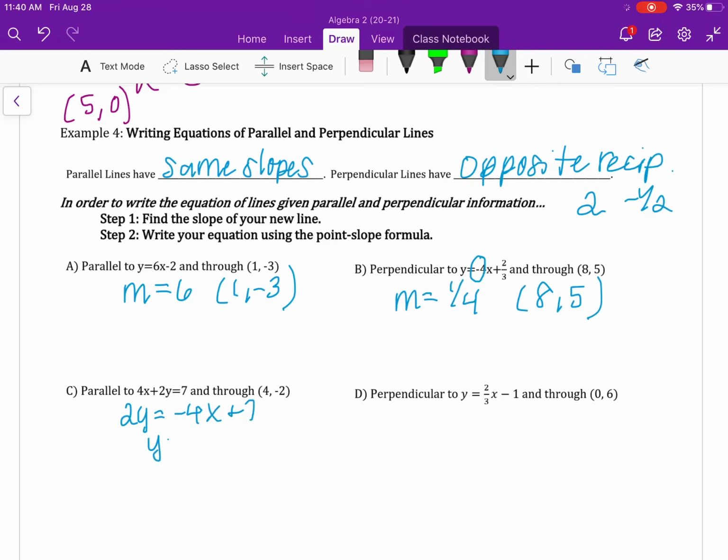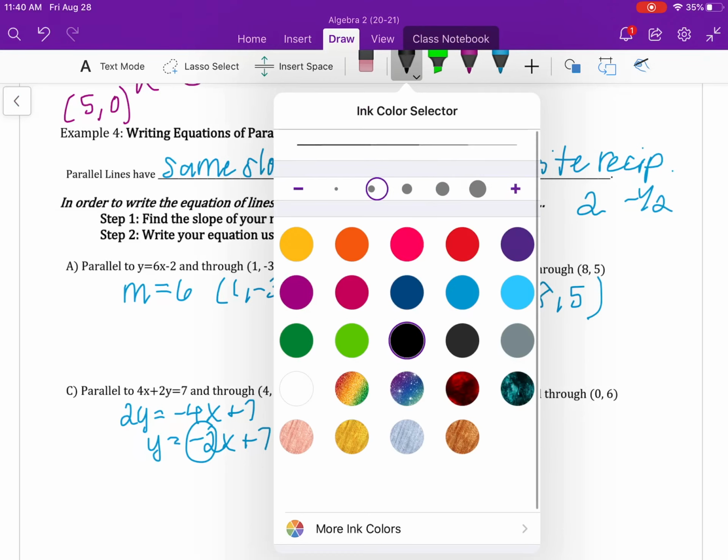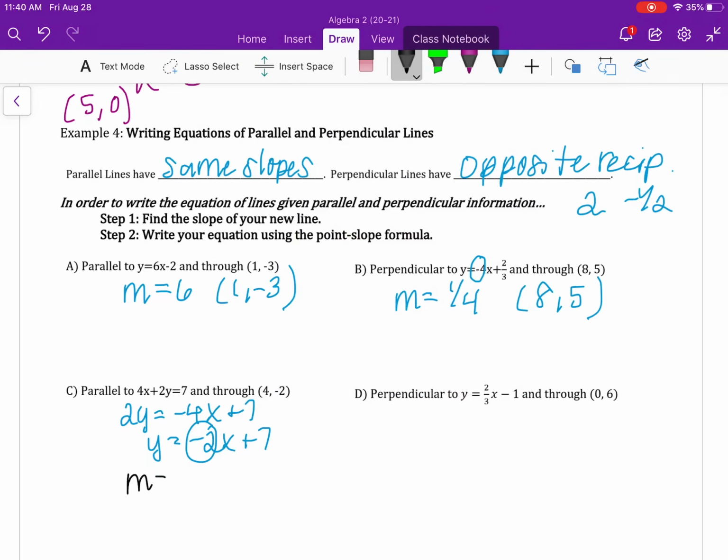Okay? Here, in this third example, we don't know the slope. So let's find the slope really quickly by solving for y. Divide everything by 2. Okay, so the slope here is negative 2. So the slope of my new line has to be negative 2. Oops, that is very thick. Okay. The slope of my new line has to be negative 2. And it's going to go through the point (4, -2).